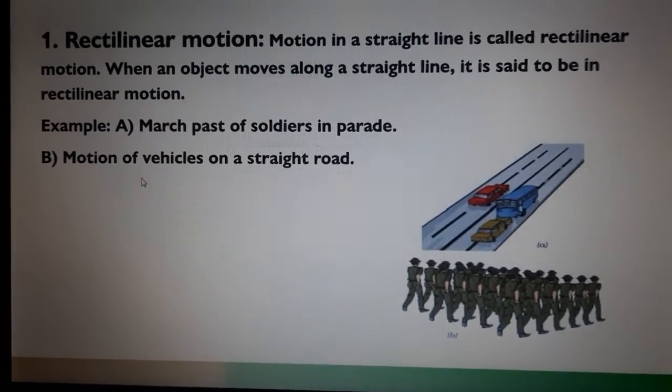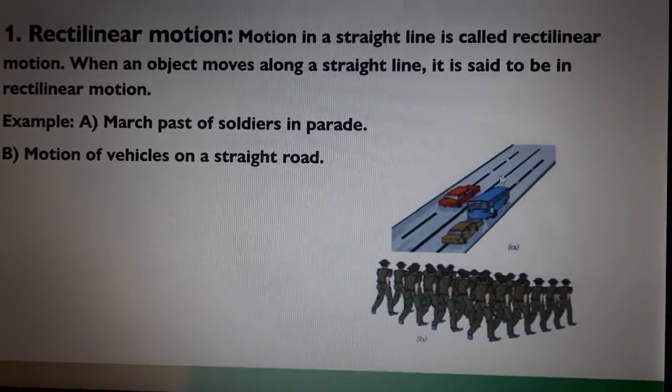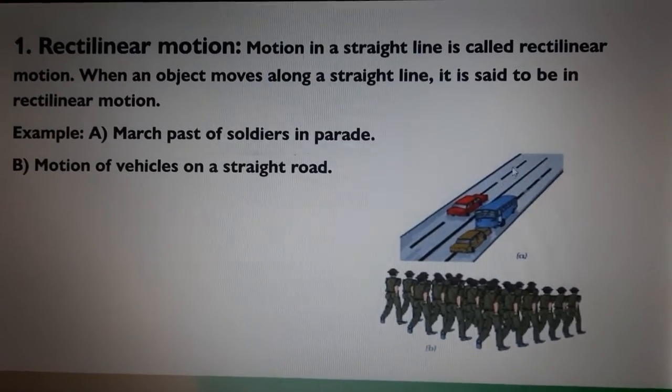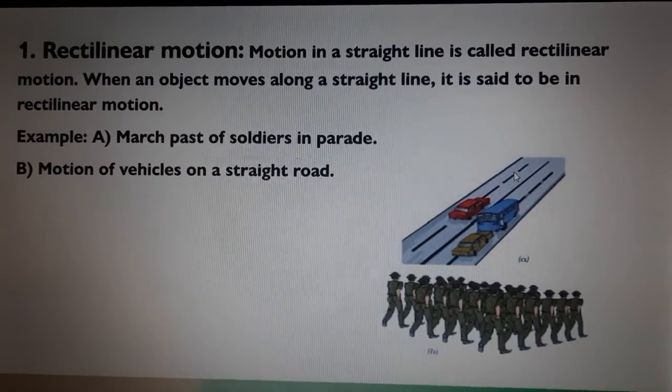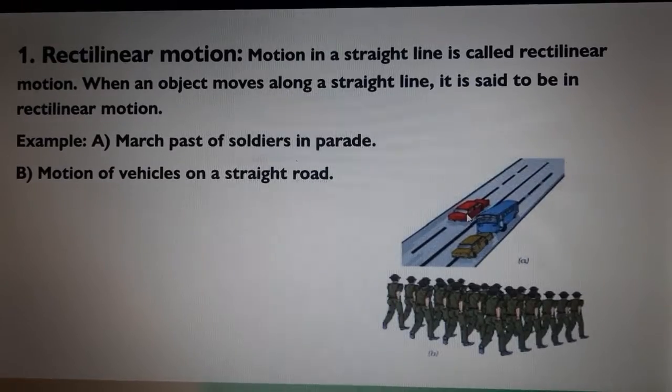The second one is motion of vehicles on a straight road. So as you can see here, the road is straight, the path is straight. So any object moving on a straight path, the motion of that object is said to be of rectilinear motion, means it is moving in a straight line.